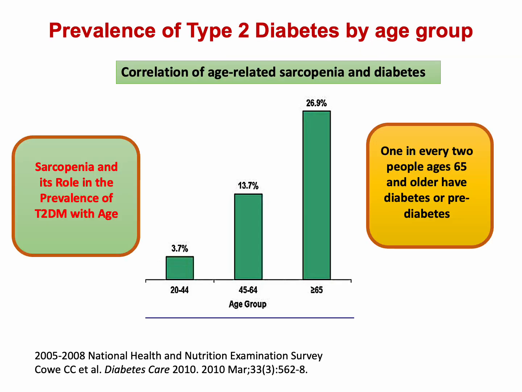The prevalence of type 2 DM by age group is well correlated with age-related sarcopenia in diabetes. This is an enhanced study from 2005 to 2000 that revealed that approximately 50% of individuals aged 65 and older have either diabetes or pre-diabetes. Additionally, a significant proportion of those aged 60 and above exhibit notable levels of sarcopenia. This indicates that as people age, the prevalence of sarcopenia increases alongside the rise in diabetes.